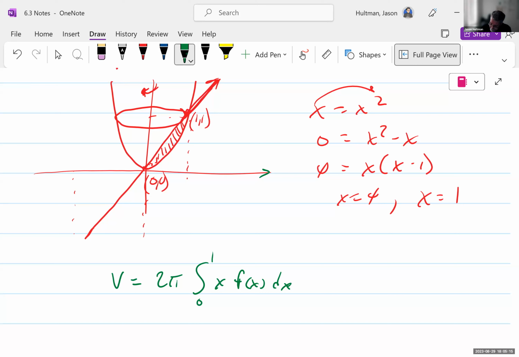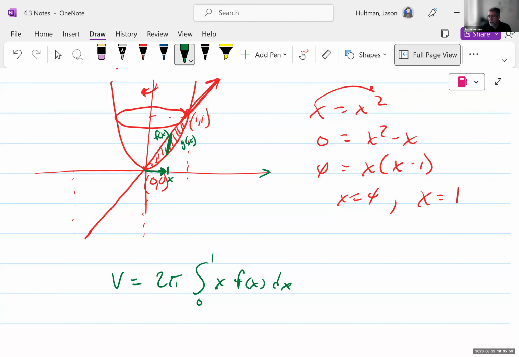So what's the radius going to be? If I take a slice here, what's the radius going to be? Well, it's just going to be whatever x is. Yeah, it's x. So the radius is x. The height is not going to be f of x, because we actually have two functions, an f of x and a g of x. We have top minus bottom.